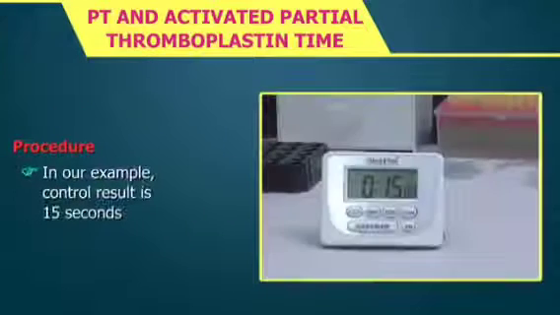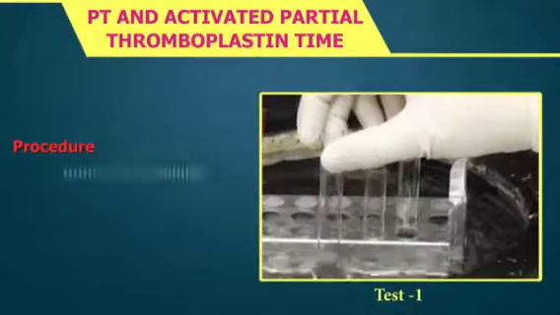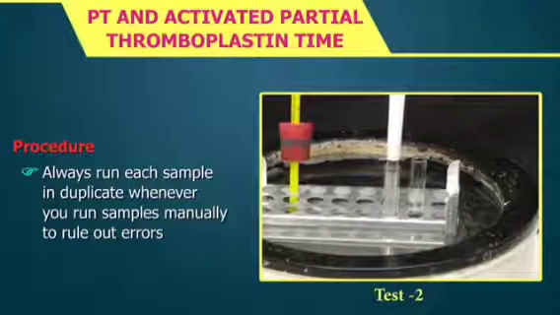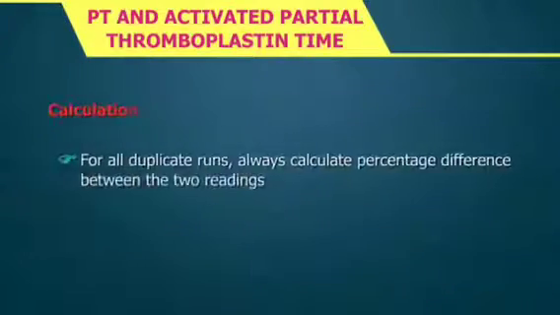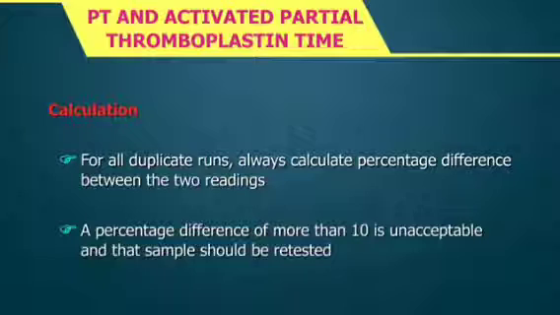9. In our example, the control result is 15 seconds. 10. Similarly, run the test sample. Always run each sample in duplicate whenever you run samples manually to rule out errors. For all duplicate runs, always calculate the percentage difference between the two readings. A percentage difference of more than 10 is unacceptable and that sample should be retested.